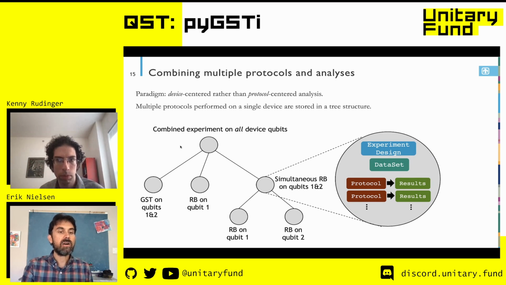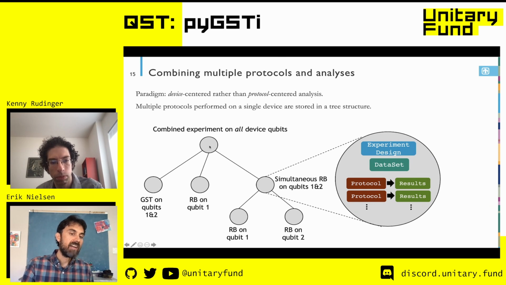So in the example that follows, we'll see how we can use a number of different experiment designs and arrange them as nodes in a tree. Each one of these circles that I've drawn would have within it an experiment design, a corresponding data set, and any number of protocols that would run on that data. So we could, for instance, have a combined experiment design that includes all of the circuits for GST on qubits 1 and 2, RB on qubit 1, and simultaneous RB on qubits 1 and 2.